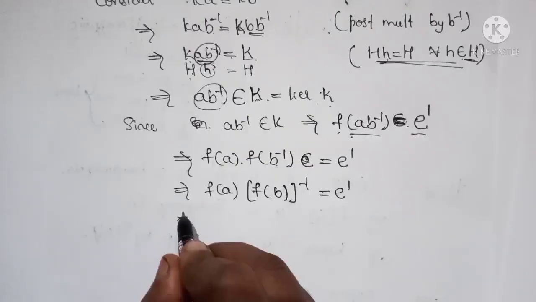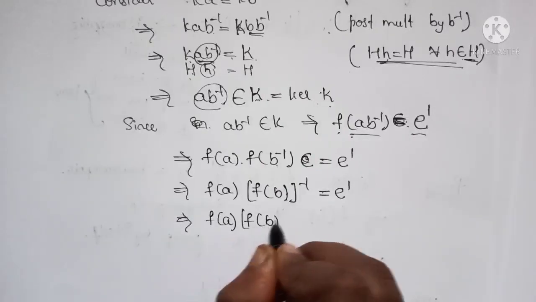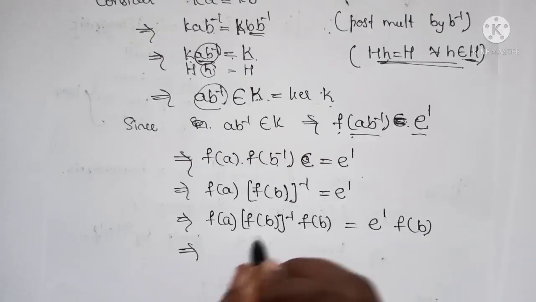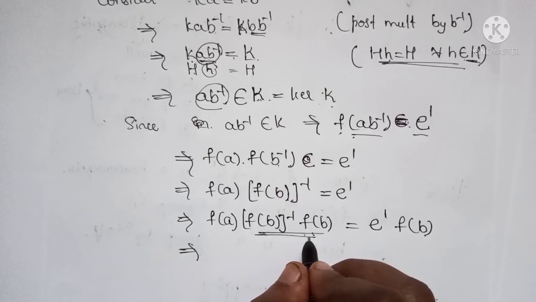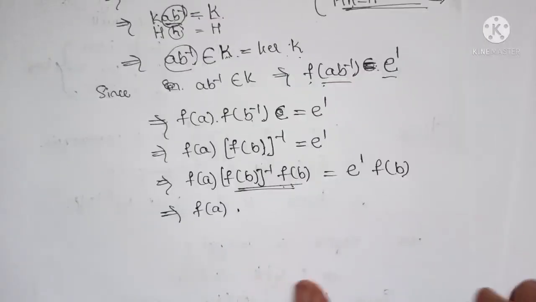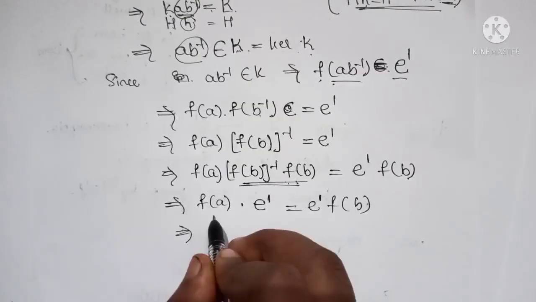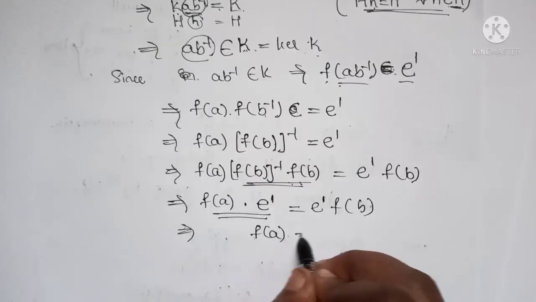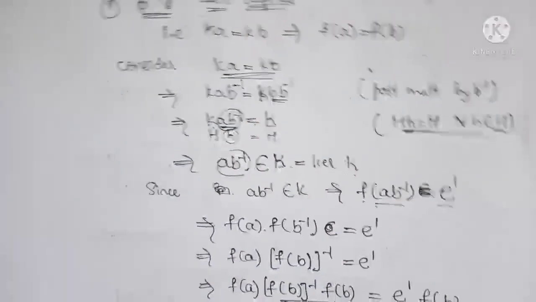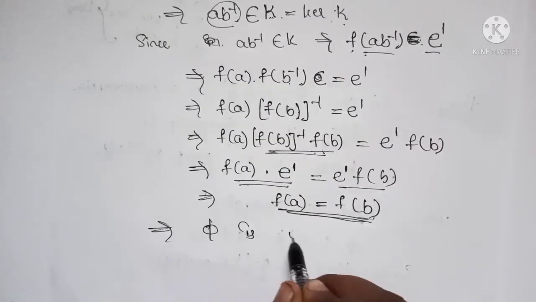Post multiplying both sides by f of B, we get f of B into f of B inverse equals the identity element, that is E dash into f of B. Operating any element with the identity element, we get the same element, that is f of A, and here also we get f of B. So we started with Ka equals Kb and have shown that f of A is equal to f of B. Therefore we can say that phi is well defined.